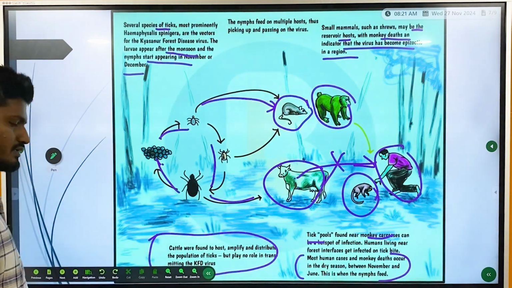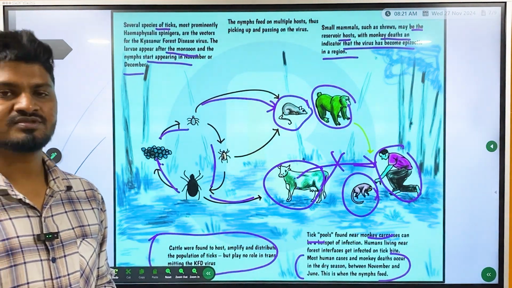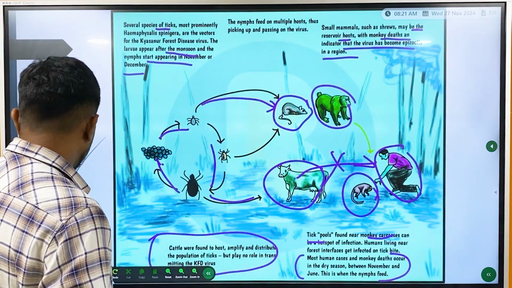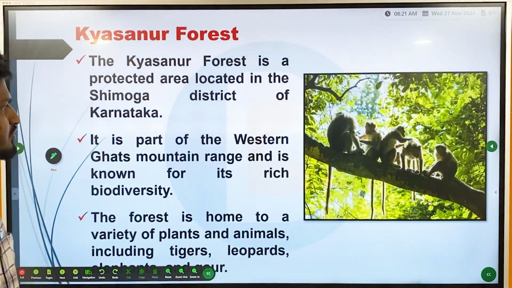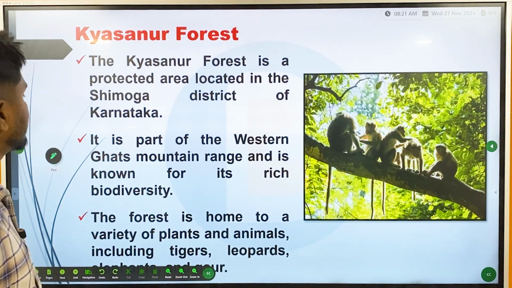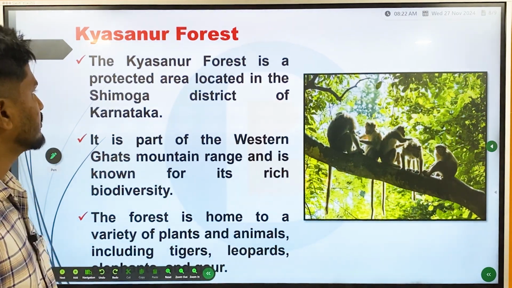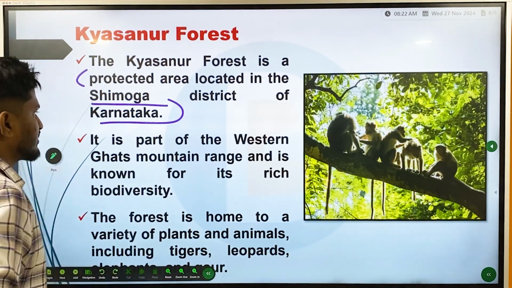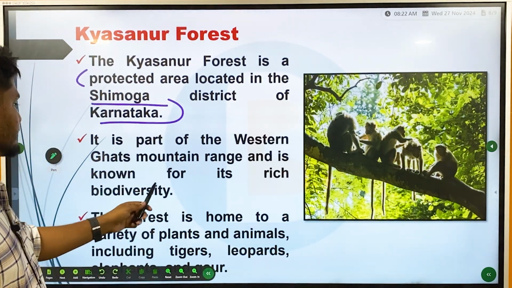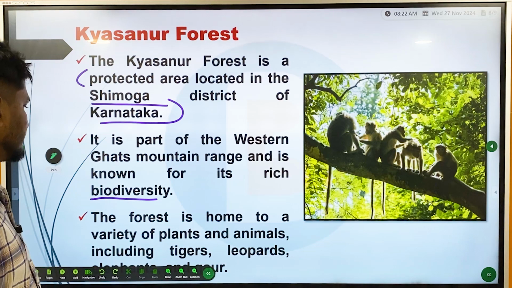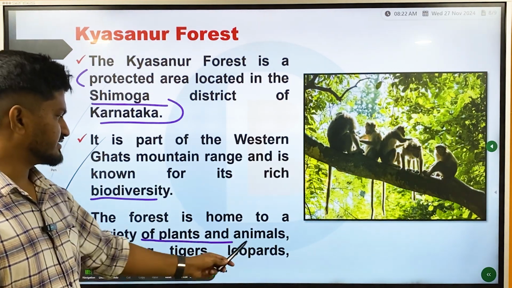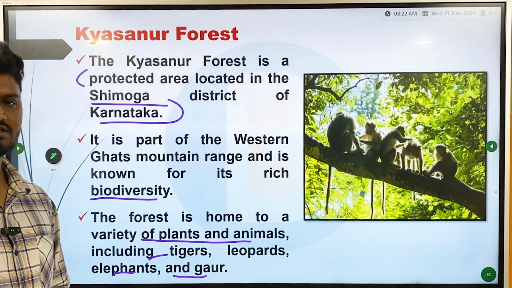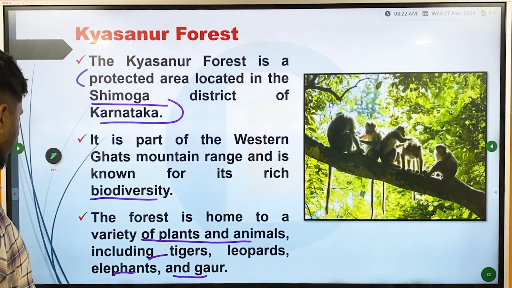We saw the transmission method, we saw the symptoms, we saw the treatment and diagnosis. Okay, we have done the discussion with KFD. Now we'll try to see what is Kyasanur Forest. So it is a protected area located in Shimoga district of Karnataka. It is part of the Western Ghats mountain range and is known for its rich biodiversity. The forest is home to a variety of plants and animals, including tigers, leopards, elephants, and the gaur. So these are all present in Kyasanur Forest.